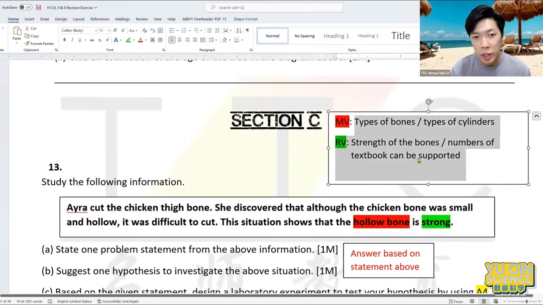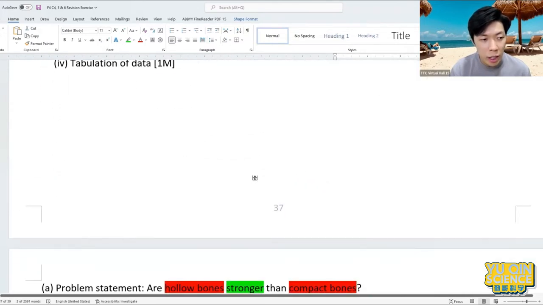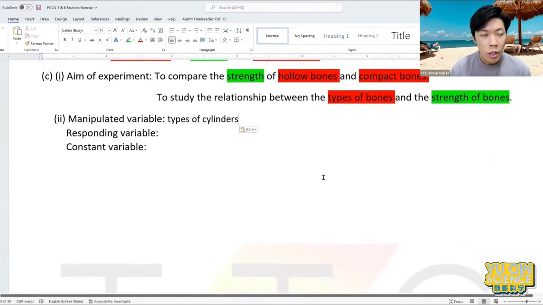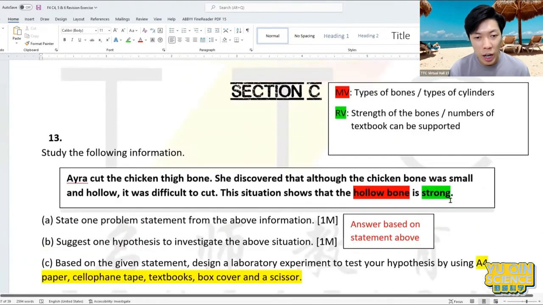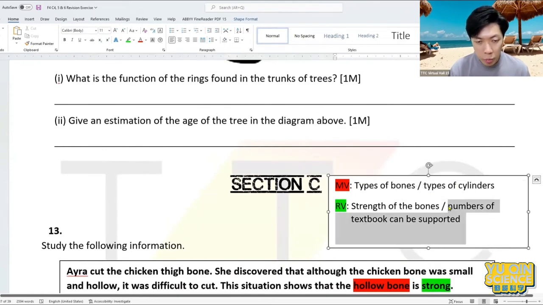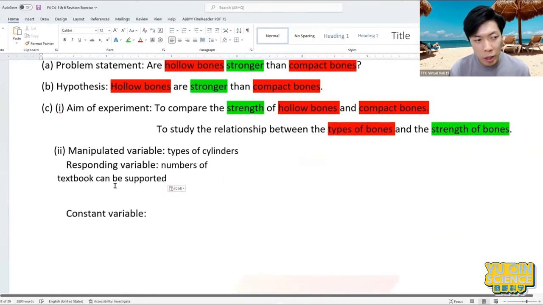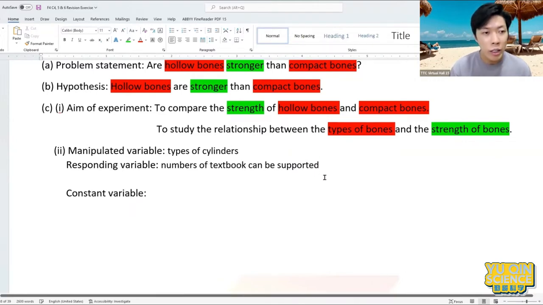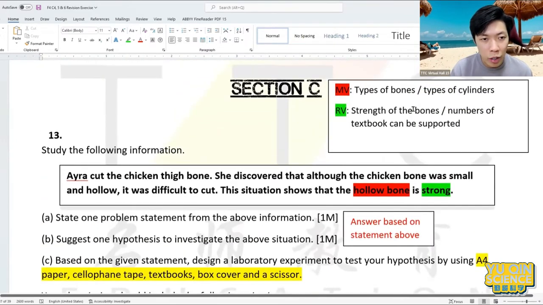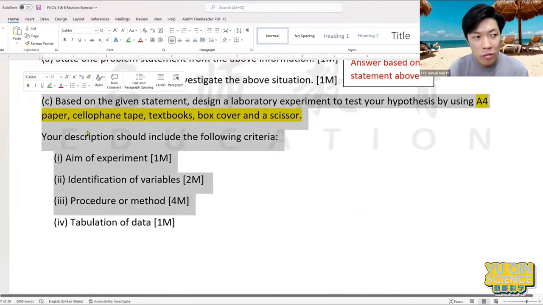Actually, we got the answer already, just copy in here. So for type of cylinder, I would like to write it because I am at C now, which I have to refer to my original experiment, where I use A4 paper to make the cylinder. So I'm going to use that. And my responding, I'm going to copy paste this, because we will place the number of boxes and see how many boxes it can take. So your question is, if I write exactly this one, strength of bone, type of bone, can also. But remember, the best way is to follow what is given here.